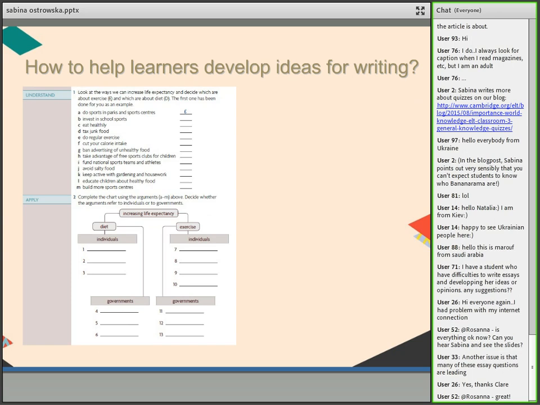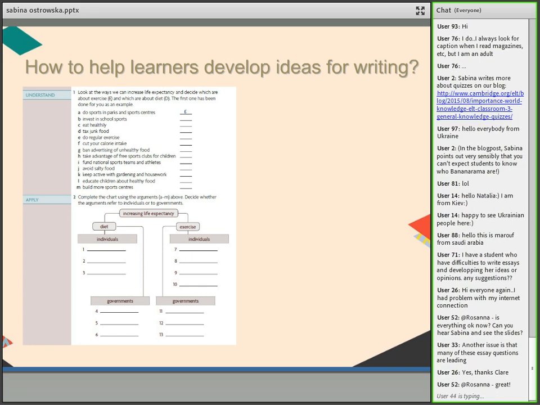And in order to scaffold the writing, it's very difficult. I mean, here are some examples. You really have to train students in different ways of organizing their ideas. Here is one on increasing life expectancy: diet, and exercise, individual, and then government.